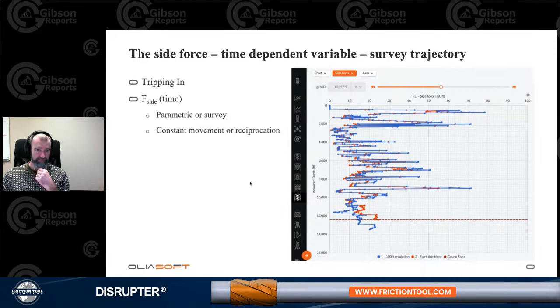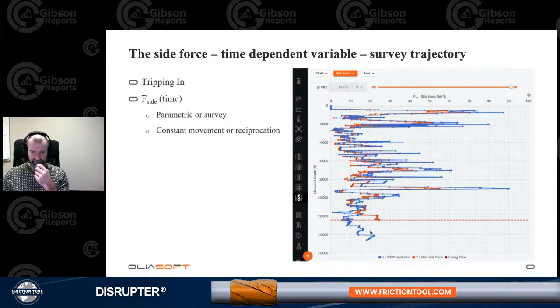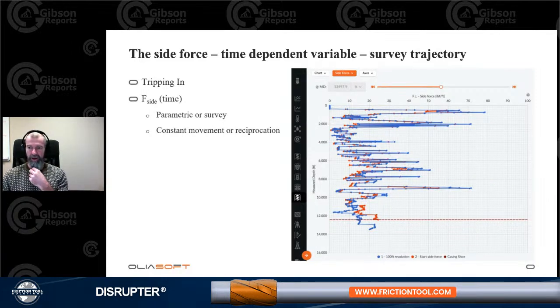And of course, we can move it all the way down to the bottom, and especially pay close attention to what happens at the lowest side here. You can see that we had an area just below the casing shoe where the side forces were higher when we were halfway down, and they dropped off as we got closer to the bottom of this well.